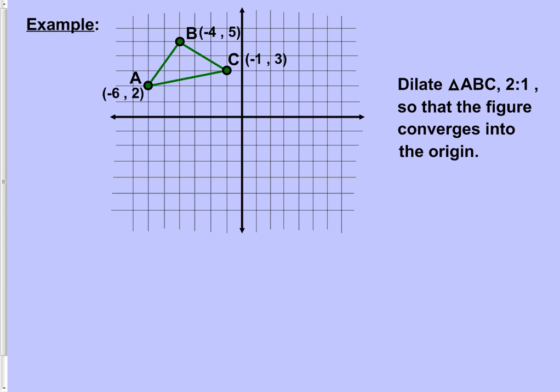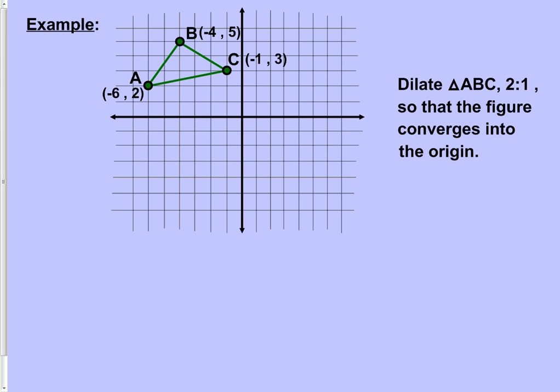The first example that we're going to look at is we are instructed to take this triangle and dilate triangle ABC with a 2-to-1 scale factor so that the figure converges into the origin. Now let's look at that scale factor for a second. Let's make sure we remember how to read it.